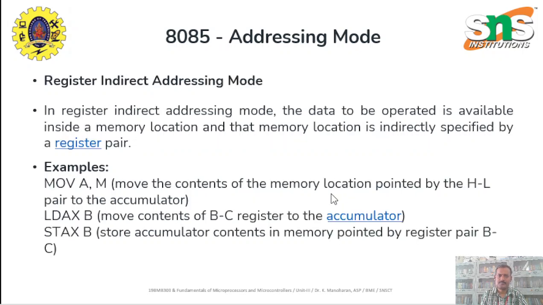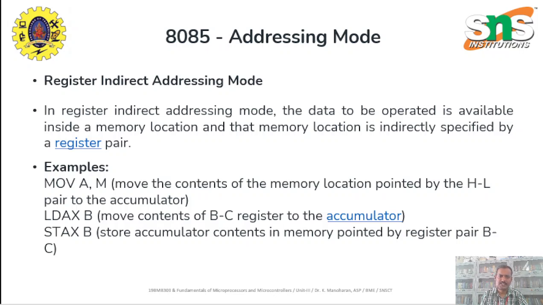Look at the next one, register indirect addressing mode. Here the address is specified indirectly in a register. That's why it is called register indirect addressing mode. Look at the example, MOV A, M. M is memory, and it points to the HL pair. For example, if the HL pair is 4500, the content present in 4500 will be moved to the accumulator.